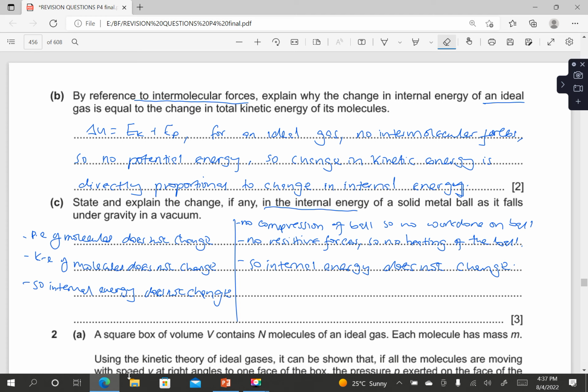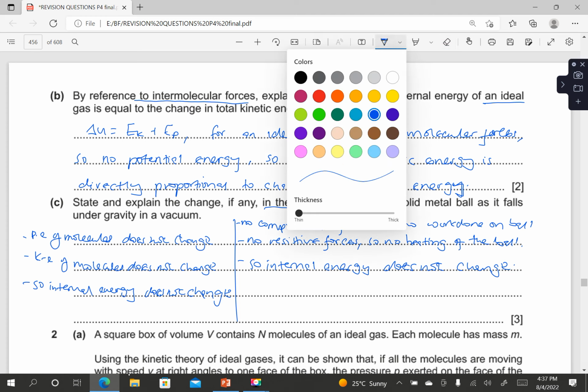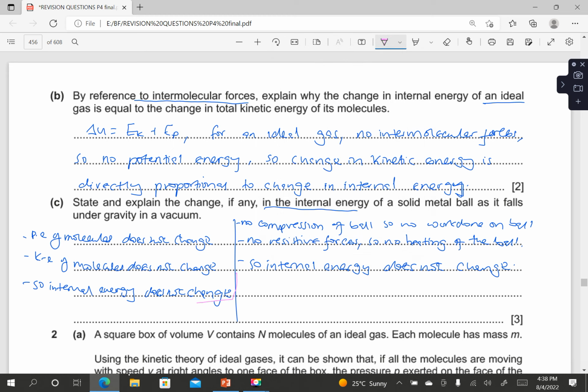Maybe let me use a different ink so that I don't rub anything. So I'll give another alternative here. Number one, if it is falling and we are looking at the ball as a whole, there is a decrease in total potential energy for the whole ball. Remember here I said the potential energy of molecules themselves does not change. Now here we are saying there is a decrease in total potential energy, which is compensated by an increase in total kinetic energy.